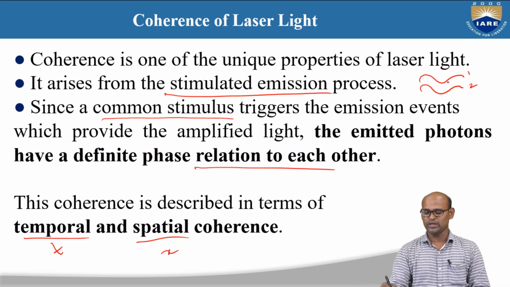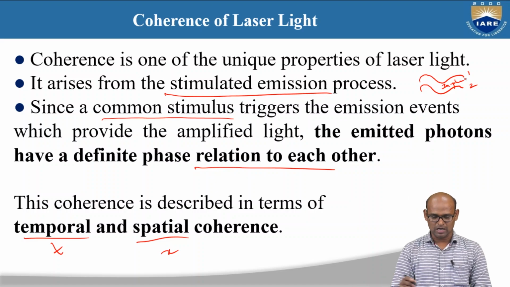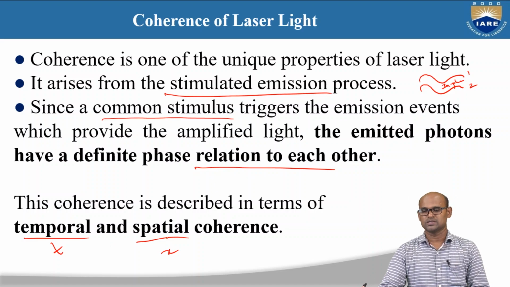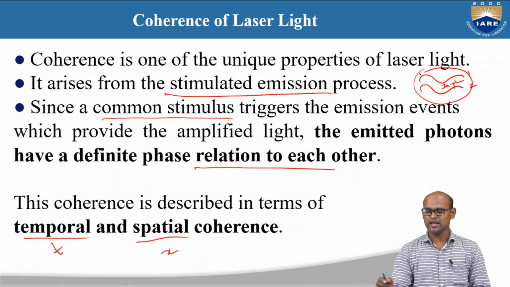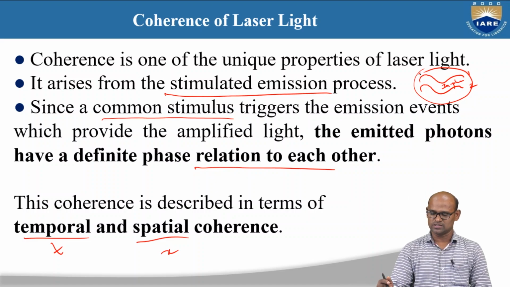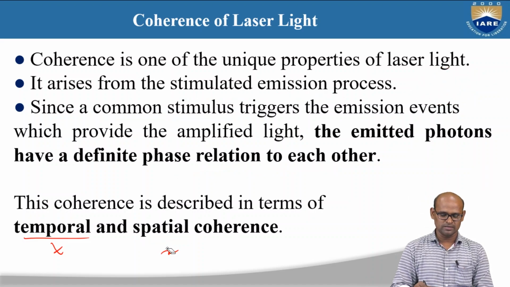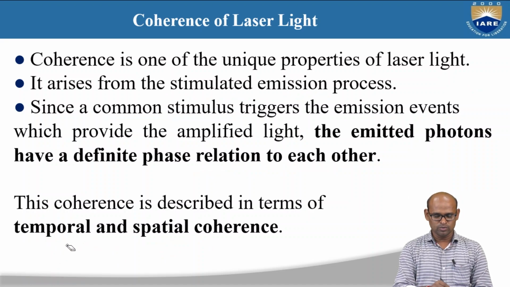These photons are going to be in coherence. That means they are going to be in the same phase, not only in time but also in space. So both spatially and temporally they are in phase. When the 2 photons are in the same phase, we say that they are in coherence.